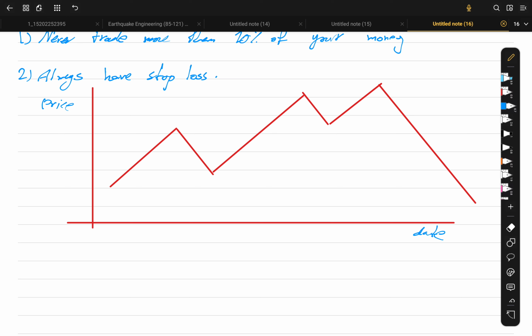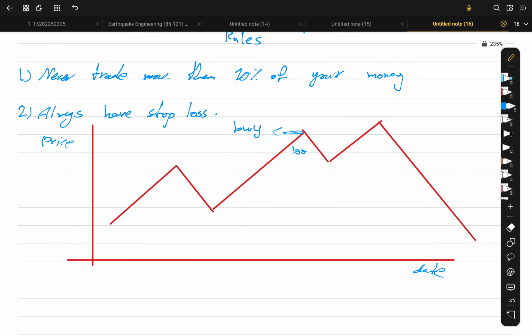Now, for example, let's see if we buy here at price 100. Then we think the chart is going up to here, it's going down, and it's going up to here, and then up to here. We are going to sell at 200 and make lots of money. But we are predicting, and this is not something logical. It's not always going to happen.